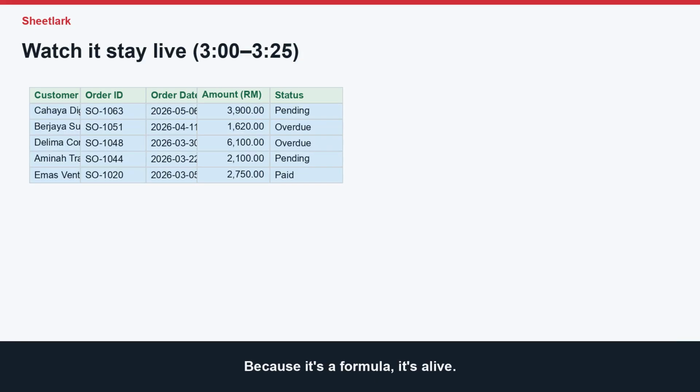Because it's a formula, it's alive. Add a brand new Kahaya digital order dated today, and the result updates the instant you press Enter. The old Kahaya row drops out, the new one takes its place. No rerunning a query, no refreshing anything. Your original data stays exactly as it was, the clean list lives beside it.